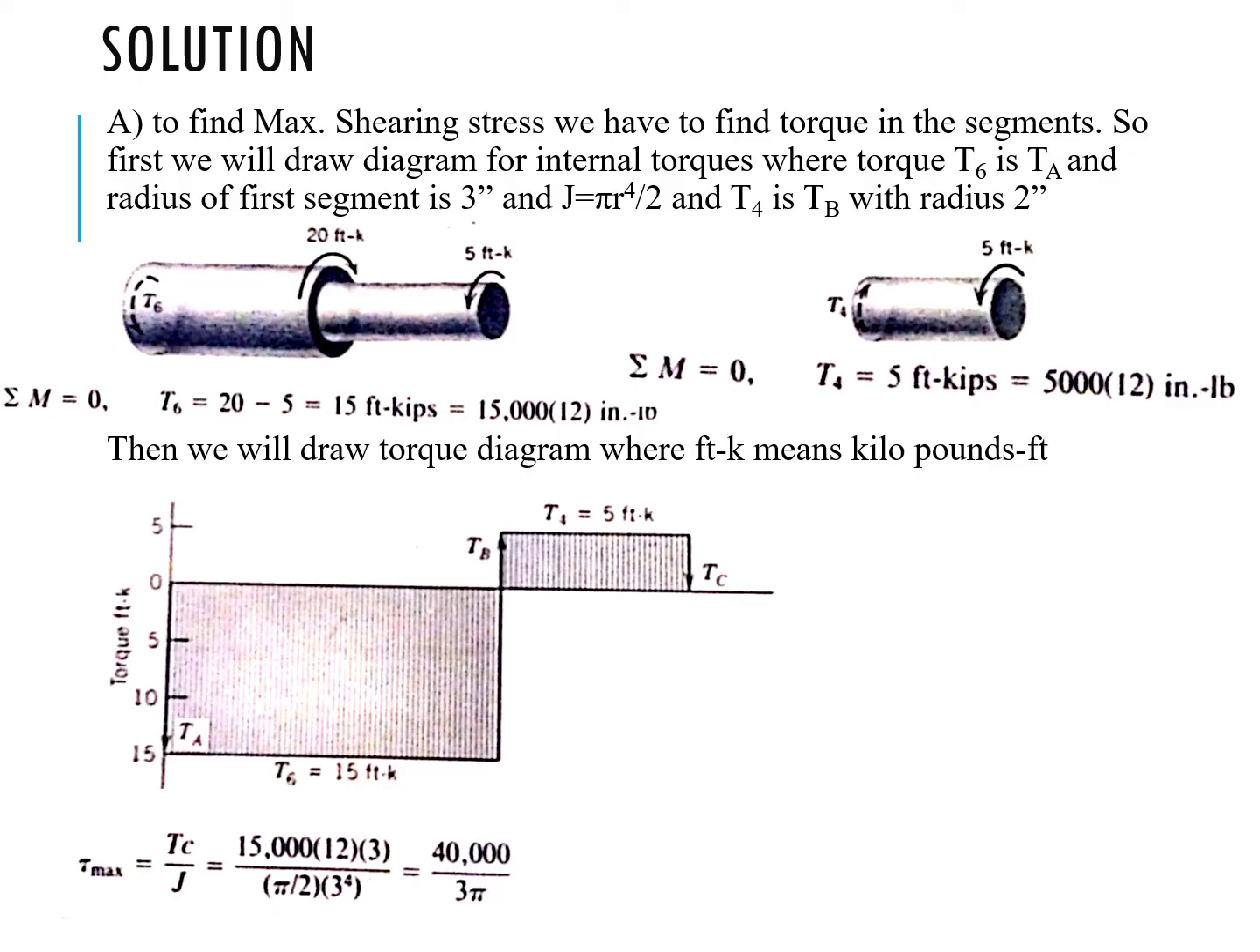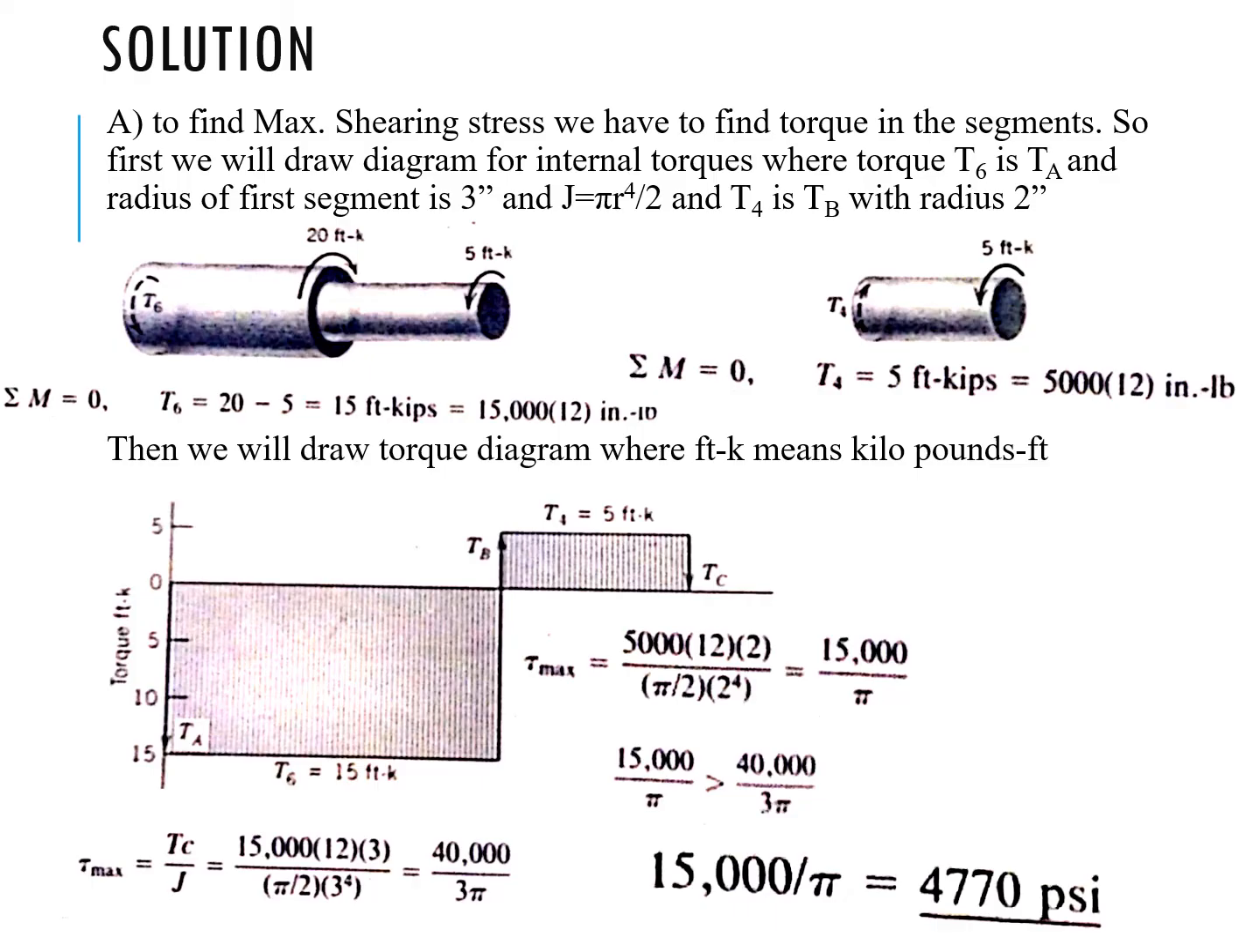We know that tau max is equal to T C over J, where T is the torque, C is the radius, and J is the shape factor. So for segment AB we have this angle, for segment BC we have this angle. Obviously now you can observe that tau max for segment BC is higher than tau max at AB. You can see that, and this is our final answer about the tau max. So in the start I have already said it is not essential that a shaft of higher diameter will have the higher shear stress. No, it depends upon many factors.